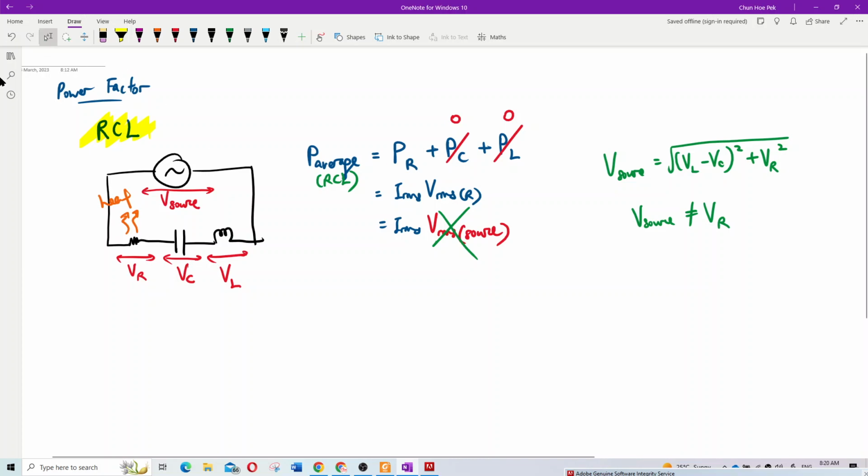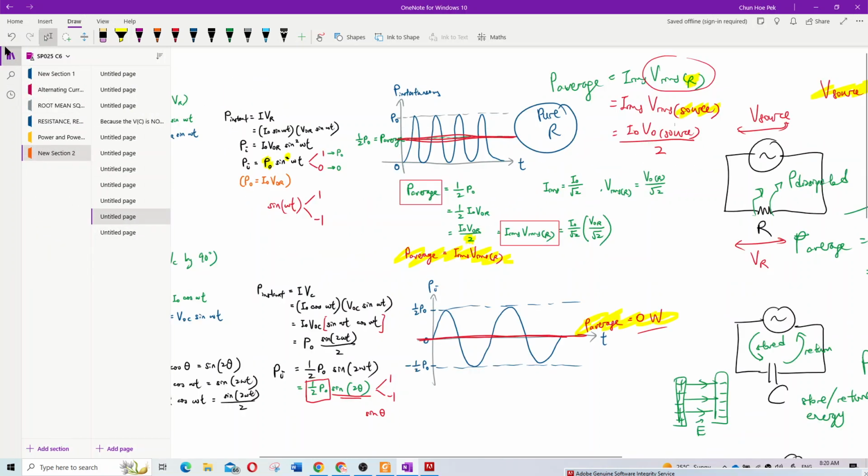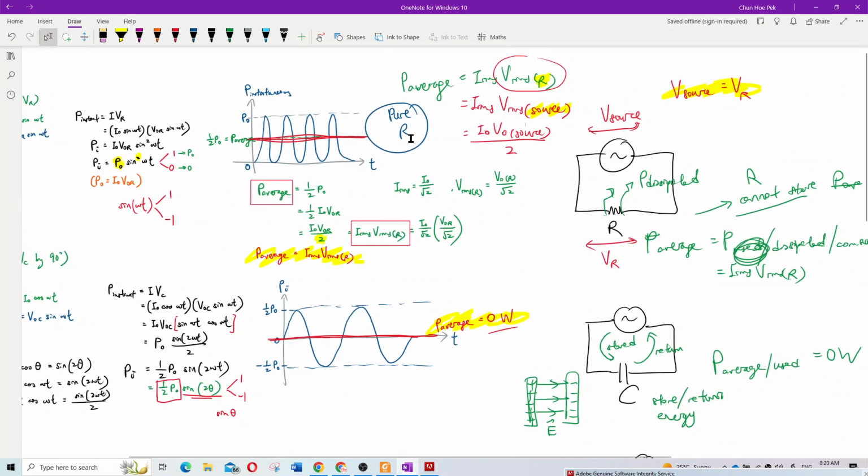not dissipated at the capacitor or inductor. For the previous one, a pure resistor, yes, you can change VRMS R to VRMS source because there is only a resistor. So V source is the same as VR. So you can change VR into V source to find P average.